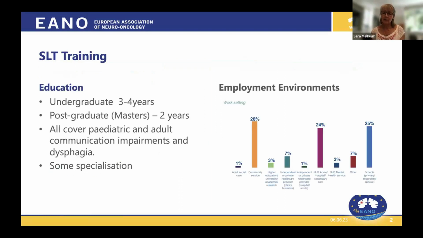I'm aware that in different countries, speech and language therapists have very different training and different roles. So I thought it might be helpful just to explain.